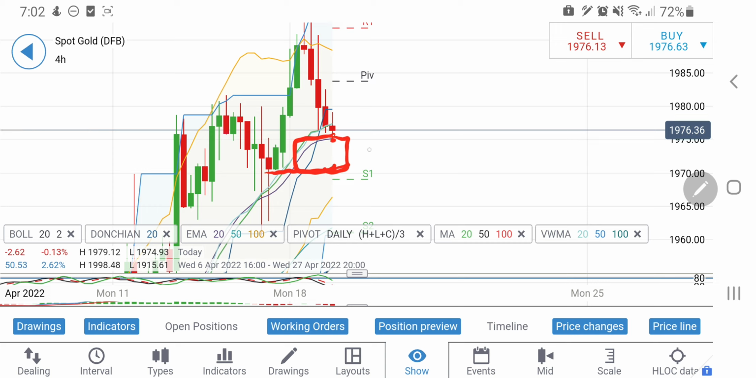If it breaks 1970, rather I will say 1967, then I will be confirming this as bearish and I will expect it to drop further. I will expect it to shed a little more towards 1960 and 1950. Till the time it is above 1967 and 1970, it may try to bounce back again.